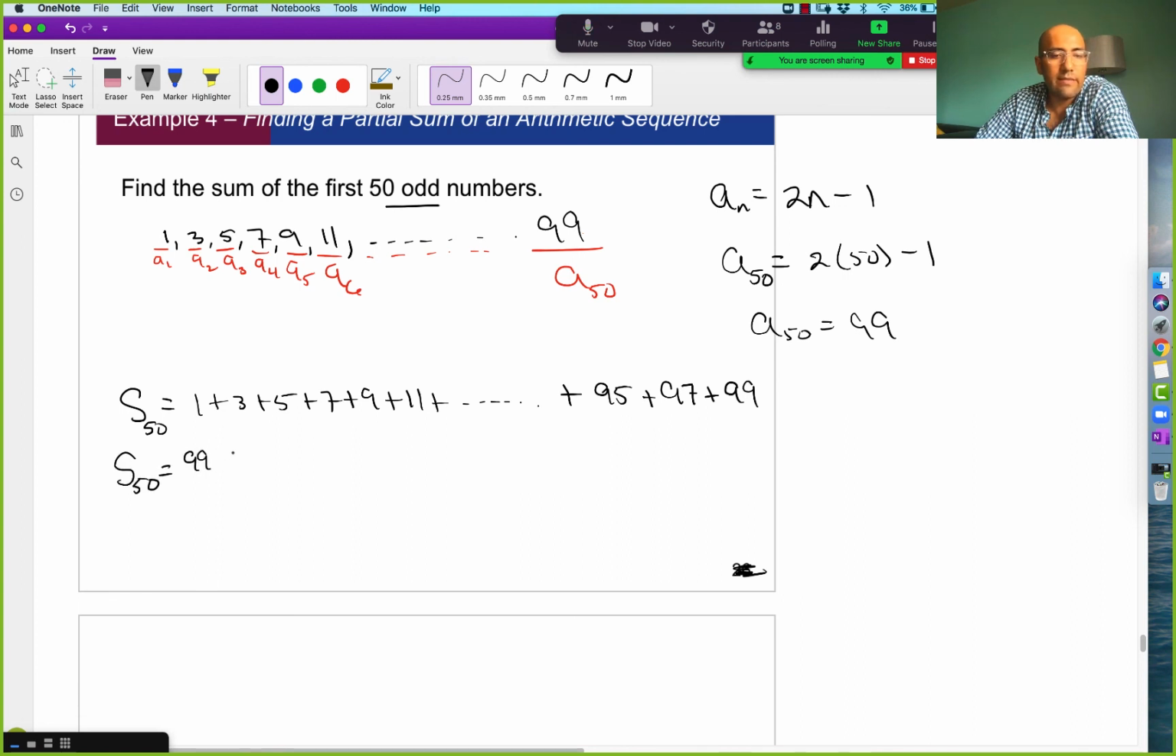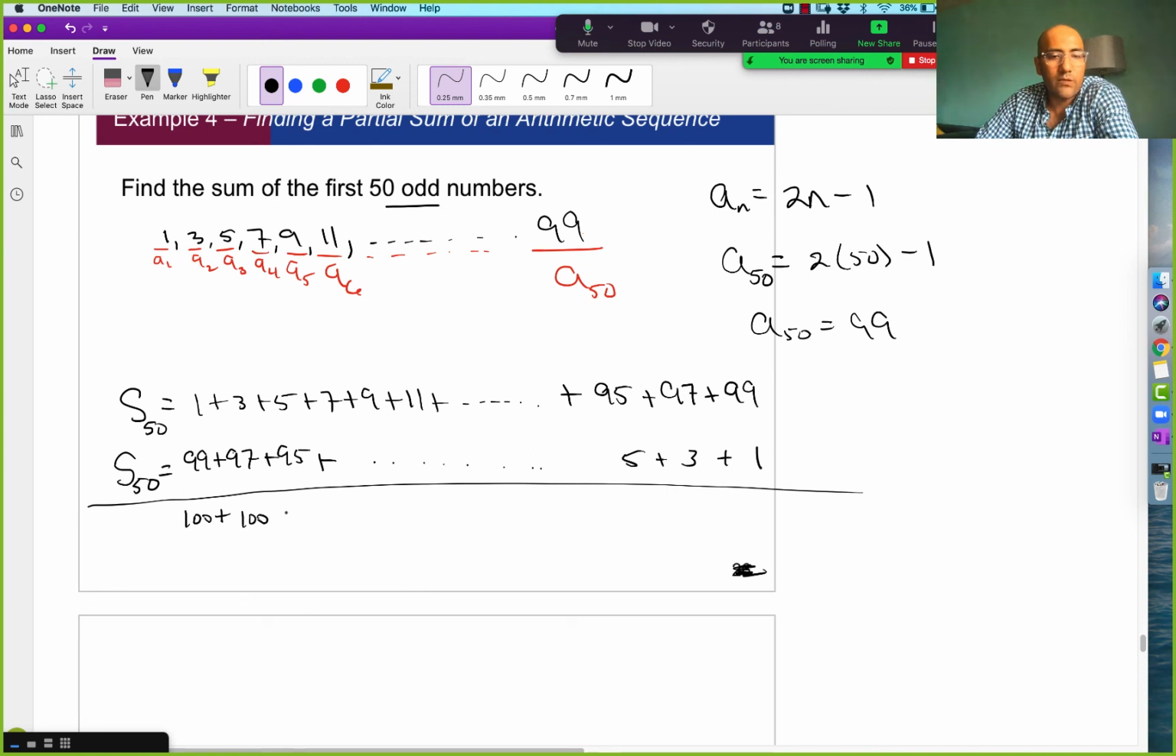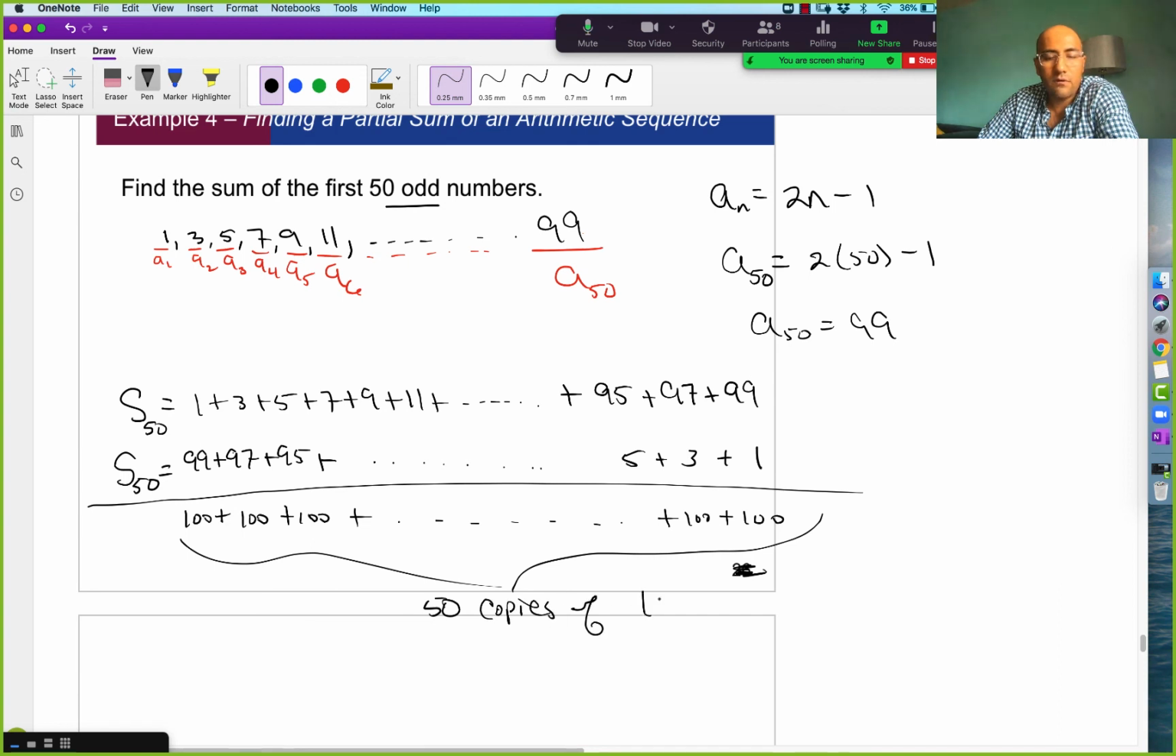That would be 99 there, plus 97, plus 95, plus dot dot dot. And we know this ends in a 1 there, and a 3 there, and a 5 there. And we know that his little trick is to add these. So that was 100 plus 100 plus 100. They always add up to the same thing. Plus 100 plus 100. And we know that there's going to be 50, right? This is the first 50 numbers. There's 50 of them.